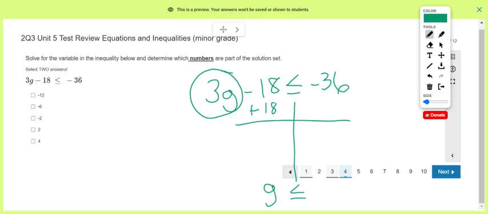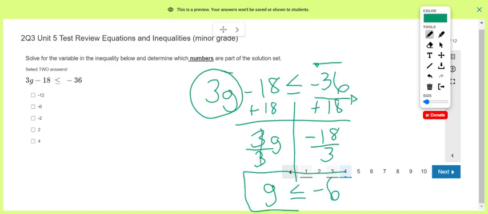On the side with the variable, using inverses, the opposite of minus 18 is plus 18. So we're going to do plus 18 on both sides. 3g comes down to the next level. And if we have negative 36 and then we go positive 18, we're going to end up less negative. We're going to end up at negative 18. Then we undo multiplying by 3, so we're going to divide by 3 on both sides.